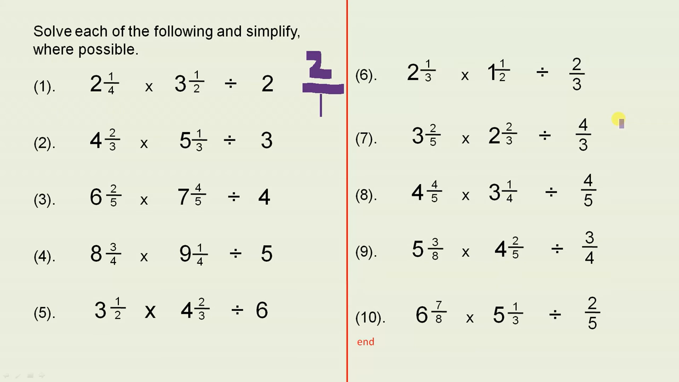Over here, very similar, except these are simple fractions. They're not whole numbers. So the same procedure applies. After you change each of those to an improper fraction, change that to a multiplication sign, turn this fraction upside down, and follow the normal procedures for multiplication of fractions. And remember at the end, simplify if possible. So write an equivalent fraction which is in the simplest form.